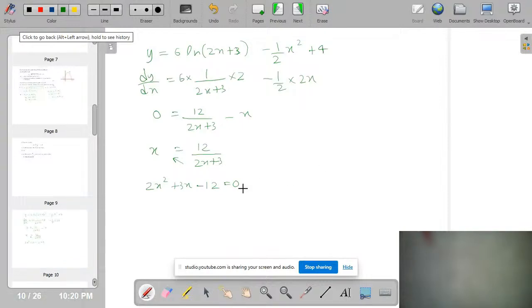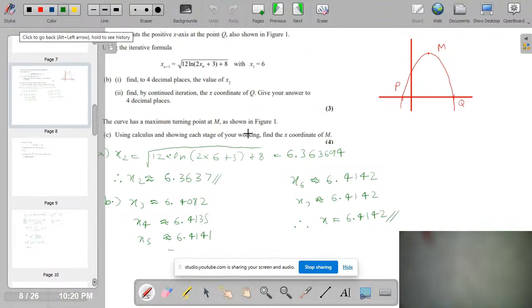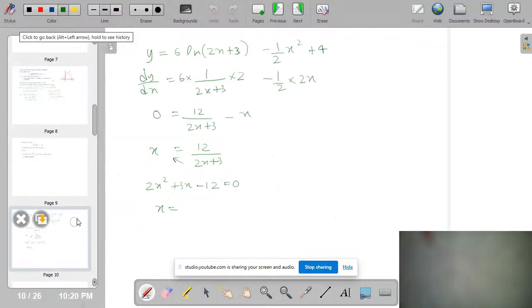It is giving only some values. x equals, they are asking for decimal places. They don't mention anything related to that. So you can just write minus 3 plus root 105 divided by 4. So this is one value. If I look at the other value, it will be minus 3 minus root 105 over 4.